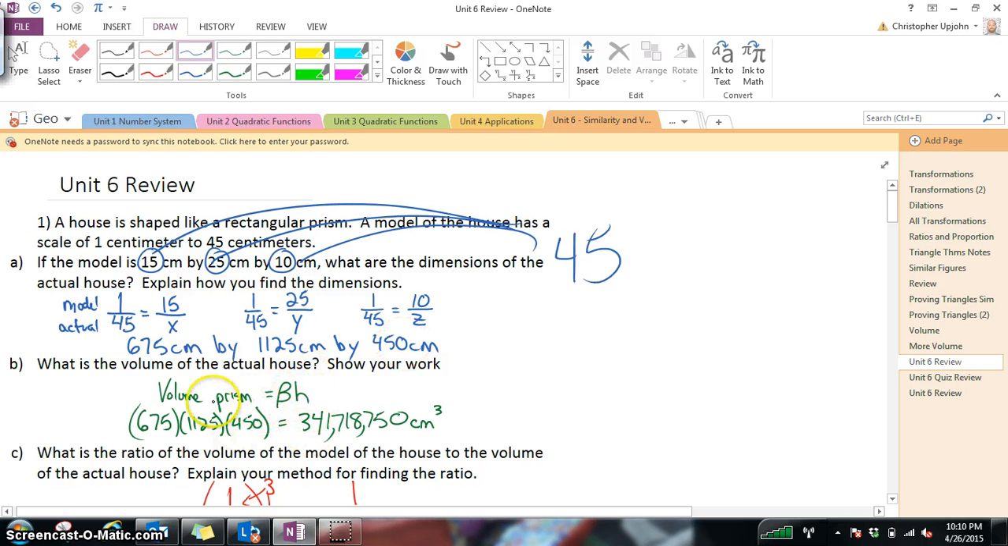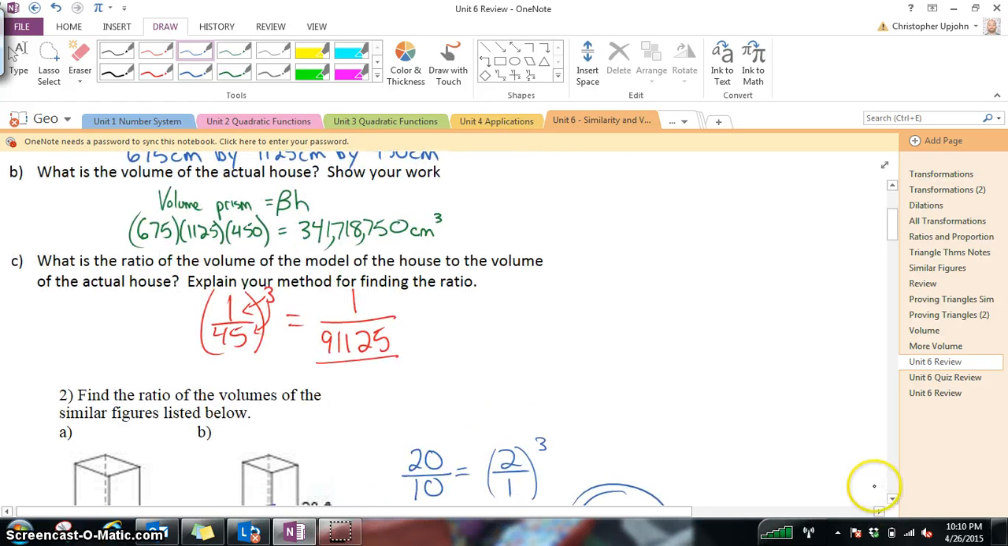Its base area, which is one of those two, we don't know. It doesn't matter. But we multiply all three of those numbers together, we get 341,718,750 centimeters cubed. It's a house, so yeah, it should be pretty big in centimeters. Make sure you don't forget any zeros or any decimal points. Just use your calculator.